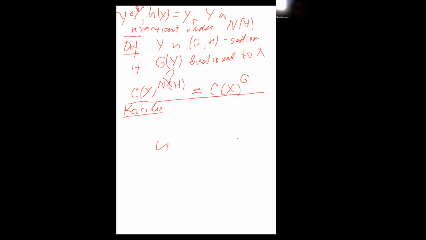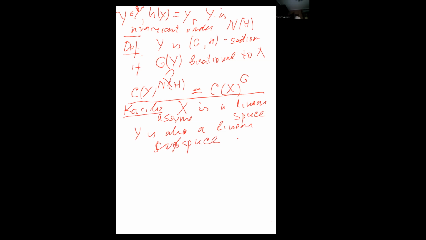And he got it in the following simple way. The best way is to look at the case when X is a linear space. Then, since we assume the representation to be linear, Y is also a linear subspace. If we have such a situation and Y is a GH section, then we can analyze the action of a smaller group on Y.